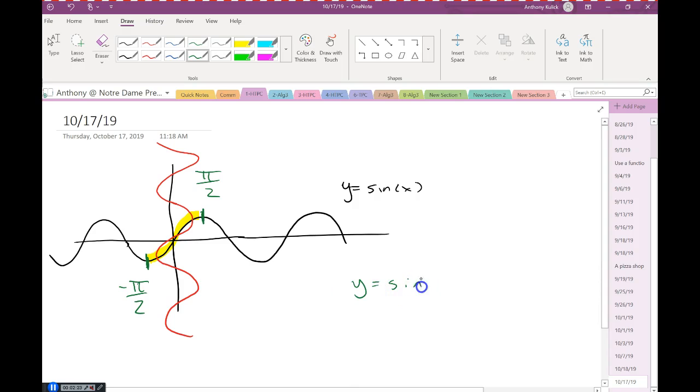So when we consider sine inverse, the domain is all real numbers. I'm sorry, that's a lie. It's not. It's -1 to +1, because the y coordinates for sine are bounded between -1 and +1. The range is going to be negative pi over 2 to positive pi over 2.